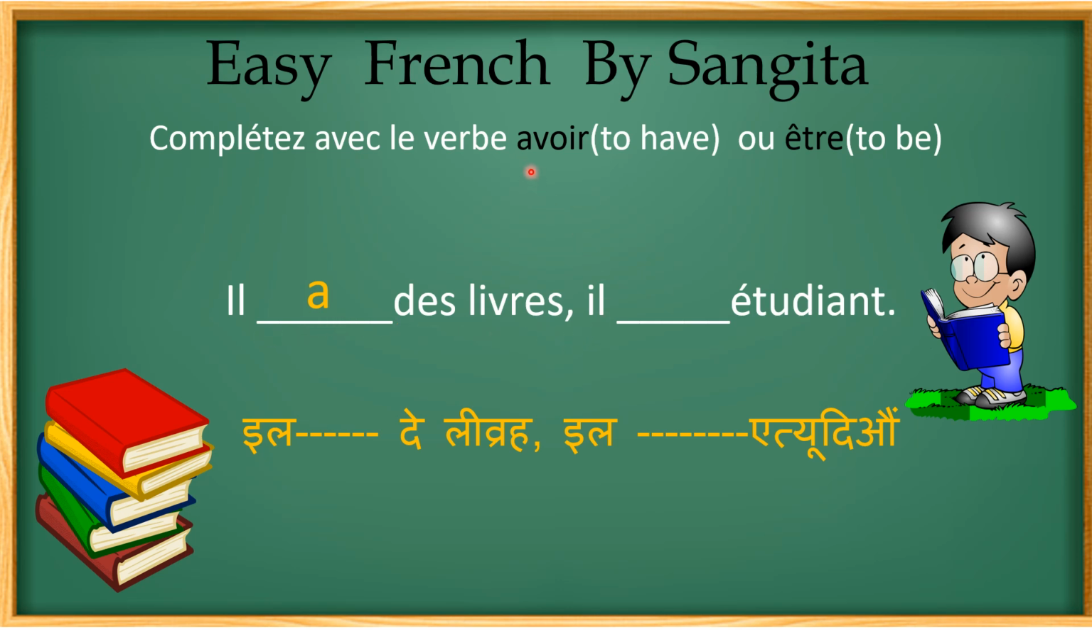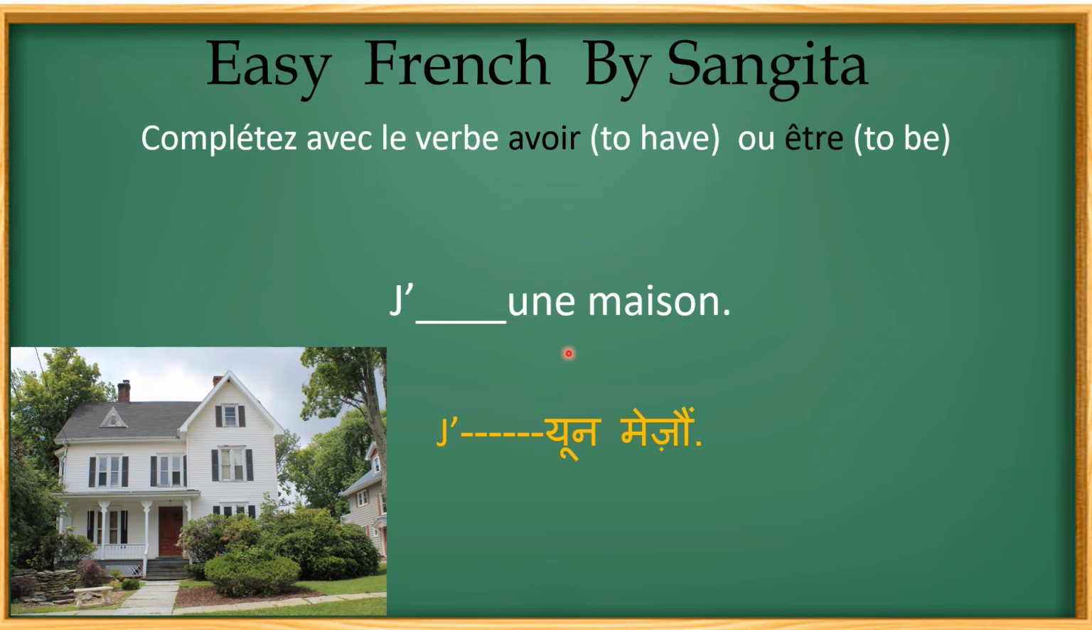Again, il means he, and étudiant means a student. Is it avoir or être? Être. So il est étudiant. The meaning will be: il a des livres, he has some books; il est étudiant, he is a student. Okay.